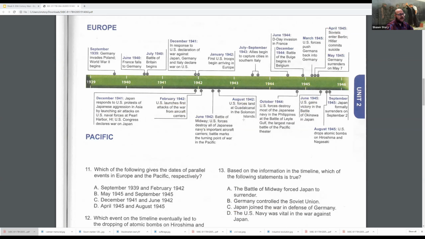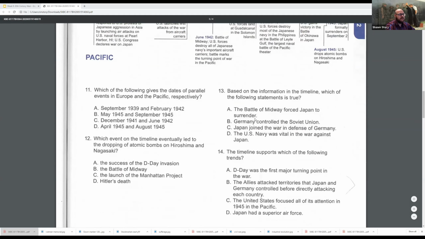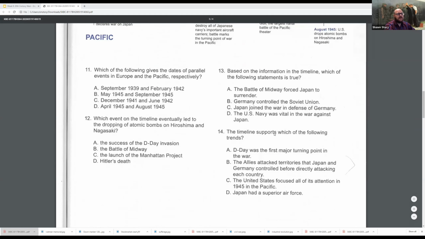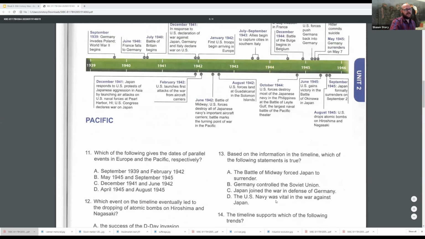All right, and then question number 14. On the timeline, which of the following trends is supported? D-Day was the first major turning point in the war. The Allies attacked territories that Japan and Germany controlled before directly attacking each country. The United States focused all of its attention in 1945 in the Pacific. Japan had a superior air force. Which one does our timeline suggest?